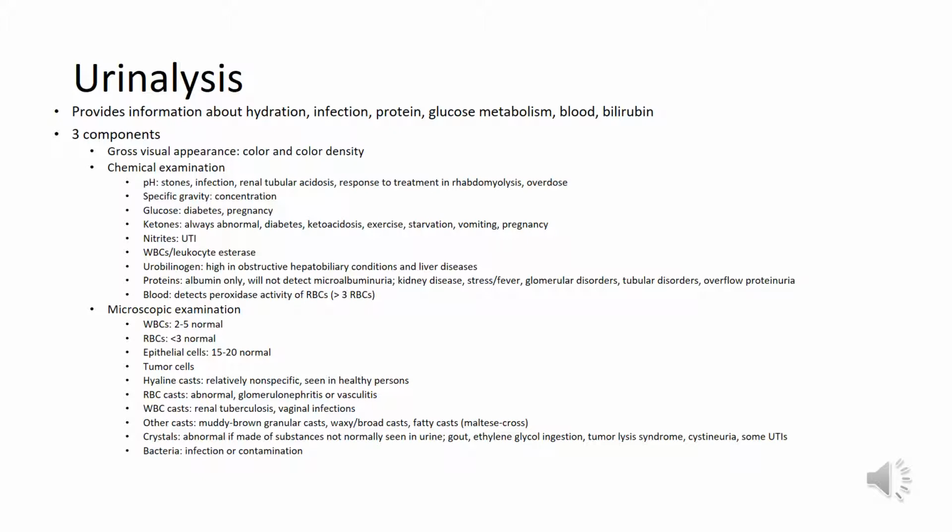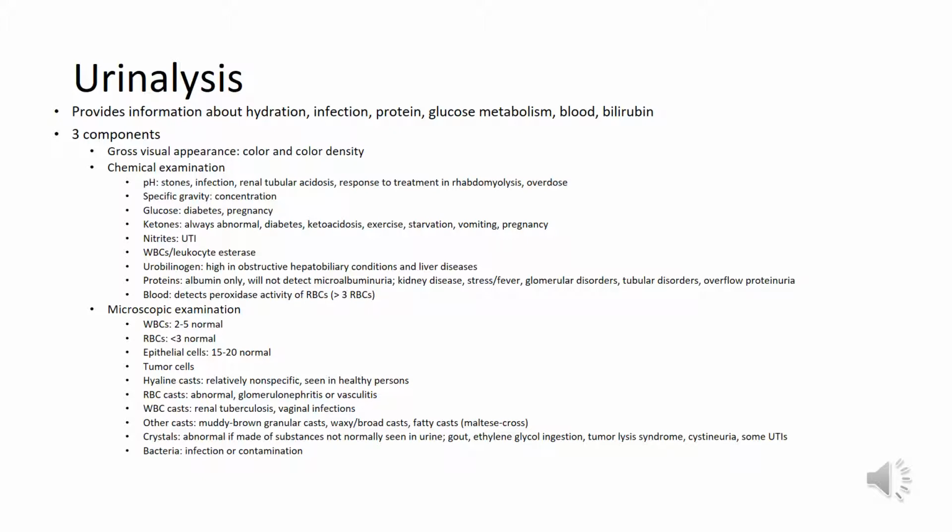A urinalysis can be performed on both clean catch or sterile straight cath urine specimens. A urinalysis provides information about hydration, protein, glucose metabolism, blood, and bilirubin. A urinalysis can be performed with a chemical examination with a dipstick and/or with a microscopic examination with a microscope.